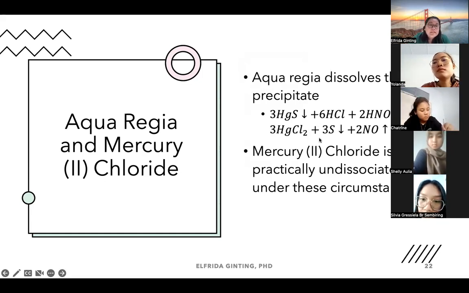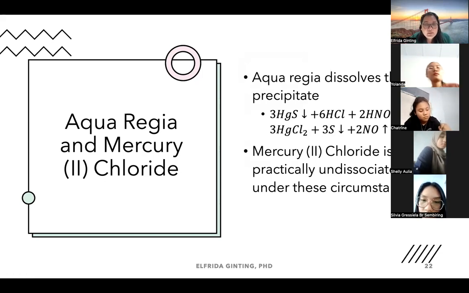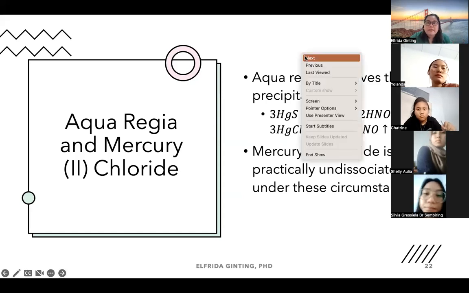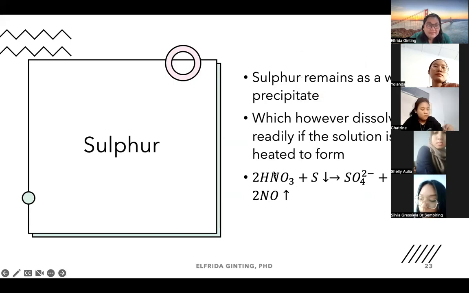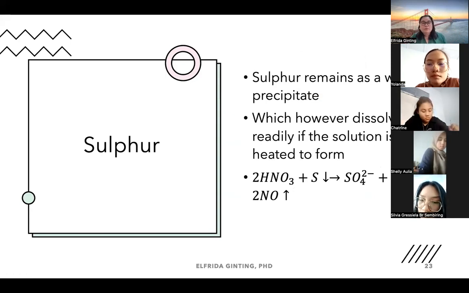But then we still have white precipitation, and the white precipitation is due to the sulfur formation. To avoid confusion, because we want to make sure that it is not mercury sulfide that has precipitated, we react this again with nitric acid, without chloride. Then it forms a sulfate anion and hydrogen plus, and then nitrogen oxide gas. Then for sure, we can conclude that mercury sulfide is dissolved in aqua regia.